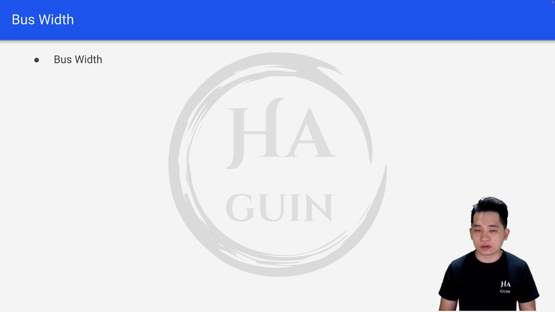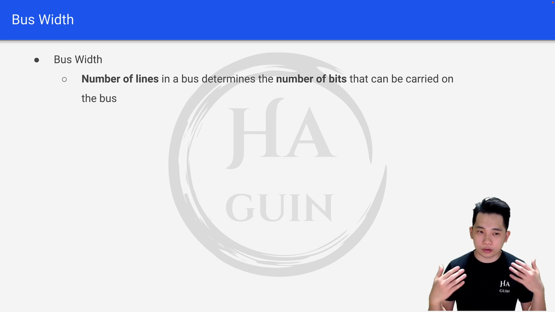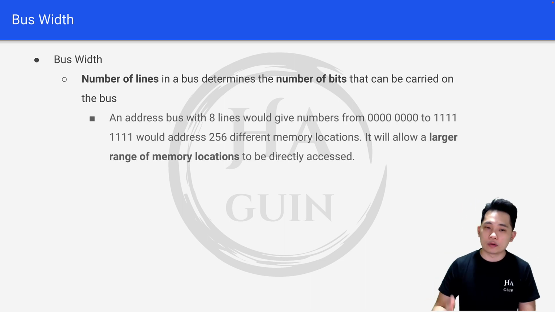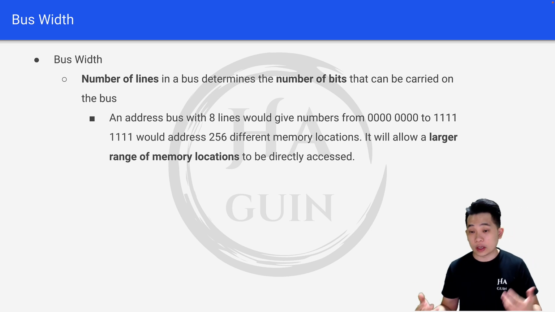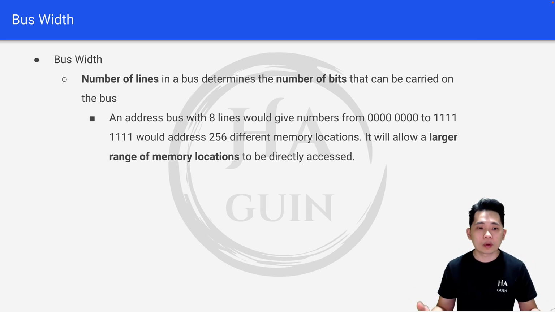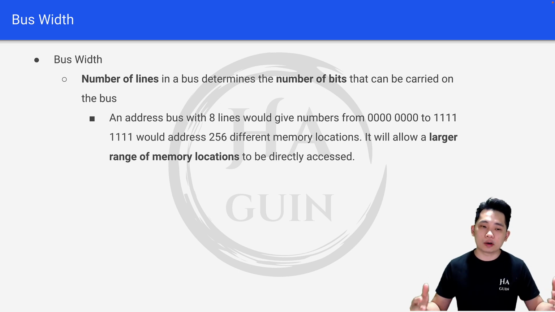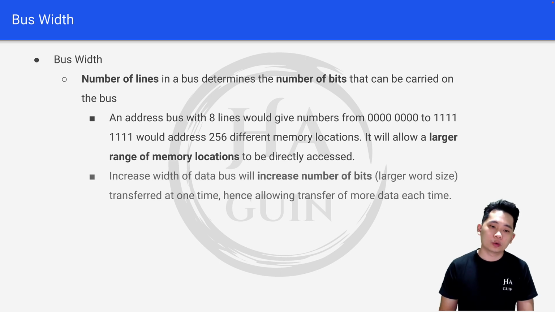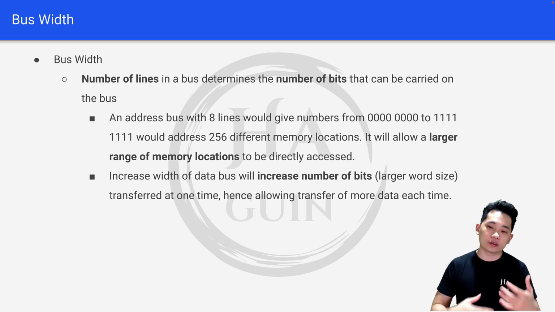So what is bus width? It's the number of lines in the bus that determines the number of bits that can be carried on the bus. For example, an address bus with 8 lines will give numbers from 00000000 to 11111111, which will address 256 different memory locations. So it will allow a larger range of memory locations to be directly accessed. Increasing the width of the data bus will definitely increase the number of bits, which is a larger word size, transferred at one time, hence allowing transfer of more data each time.